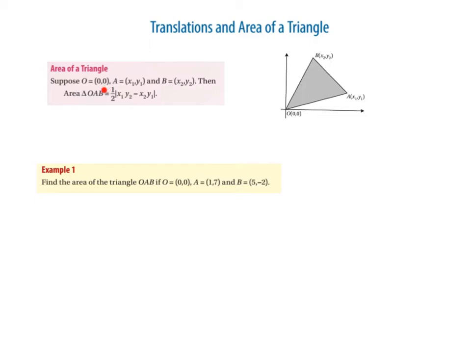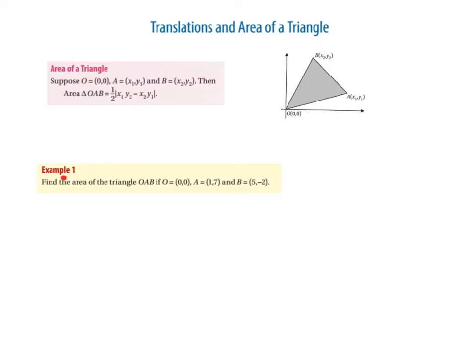So the area of the triangle here, OAB, where O is at the origin, remember 0, 0 has to be one of the points of this triangle, is equal to a half of the modulus of x1 y2 minus x2 y1. Okay, remember the modulus just means that whatever happens inside of this bracket, I suppose you can call it, if it's negative or positive, we just turn it positive.